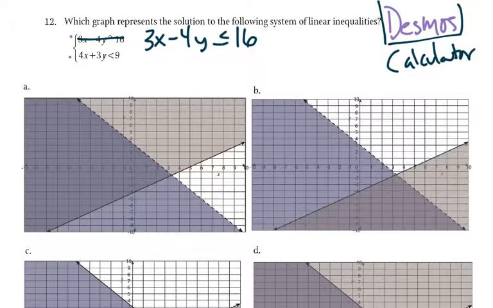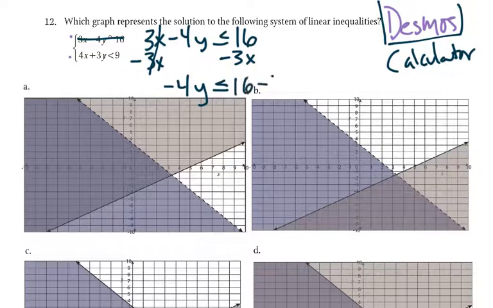Okay, if not, there's a few different things we can do here. So for this first one, it's in standard form. I could turn it into slope-intercept by subtracting 3x, giving me negative 4y is less than or equal to 16 minus 3x, divide by negative 4.